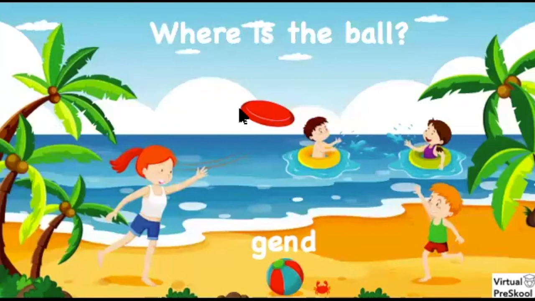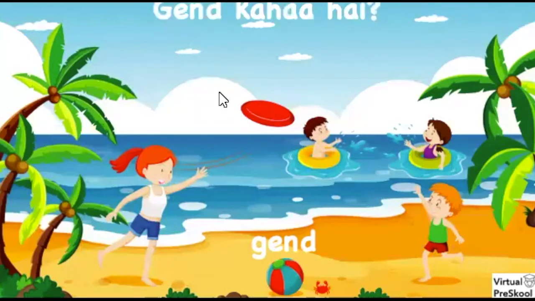Where is the ball? What's the subject of the sentence? If you said ball, very good. Ball is the subject of the sentence. So how would we put this sentence together to say where is the ball in Hindi? Ball kahaan hai? Now let's replace the word ball with the Hindi word, gend. So now, what's the Hindi sentence? Gend kahaan hai?